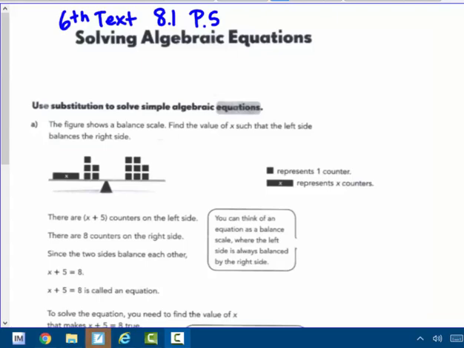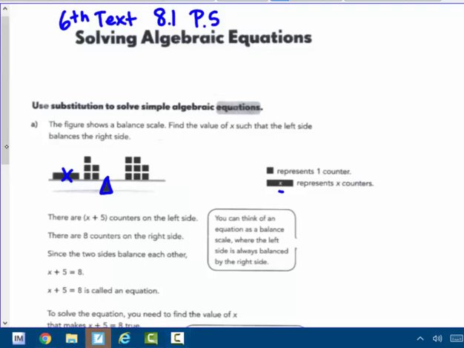So solving algebraic equations. You can use substitution to solve simple algebraic equations. The figure shows a balanced scale, and you can see the fulcrum here, so it's kind of like a teeter-totter. It's keeping it balanced. Find the value of x, which is right here, such that the left side balances out the right side. So one little box here represents one counter, and x represents x counters.